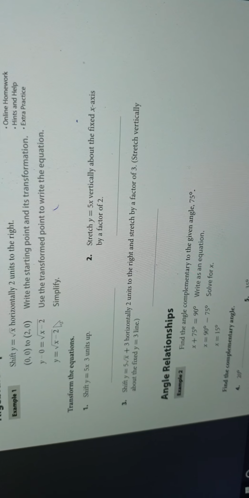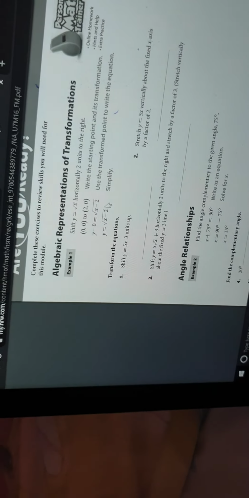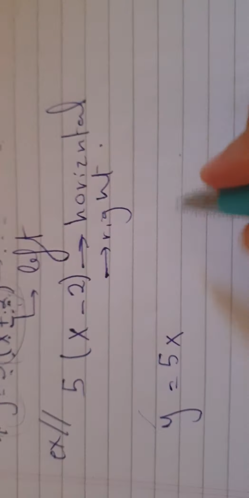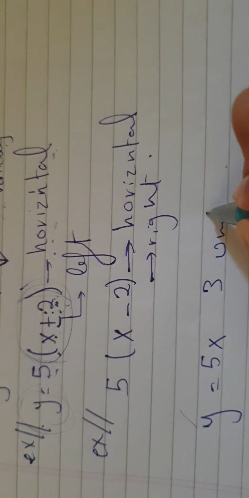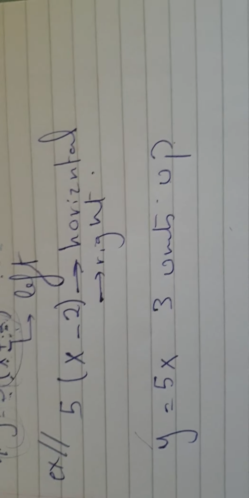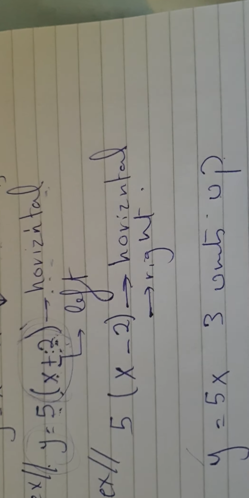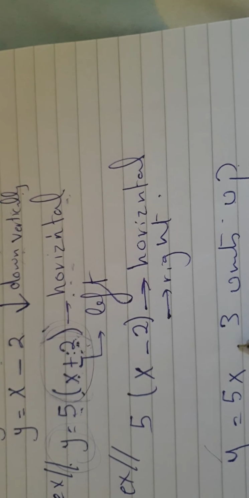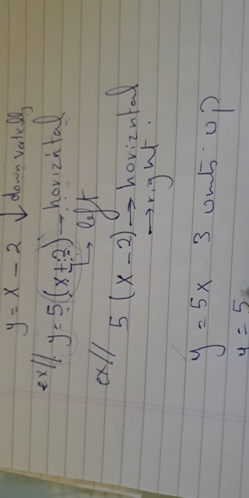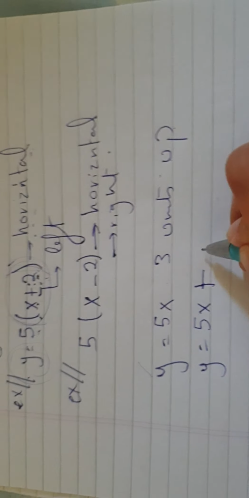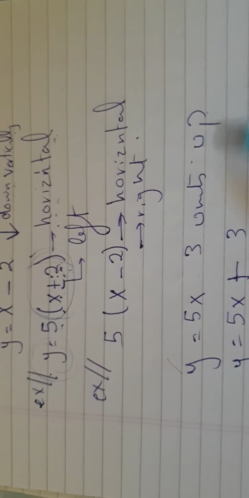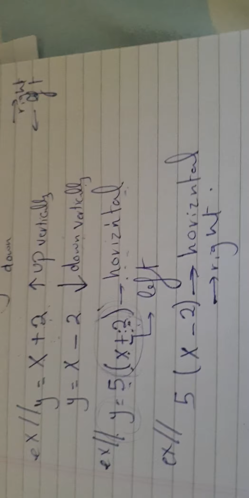Question 1: shift y equals 5x, meaning y is equal to 5x, shift it 3 units up. So I'm not going to include a bracket, and I'm going to add. Of course up means addition. Up is addition. So y is going to be 5x, up so plus 3. And this is called the normal translation. Okay, this is number 1.